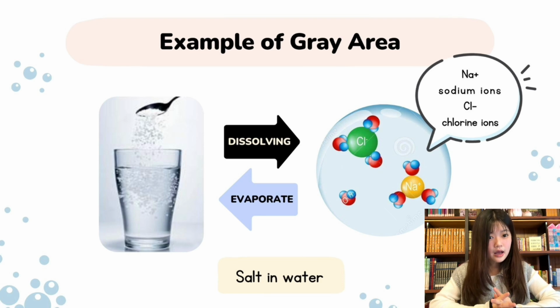However, on a microscopic level, the process involves breaking the ionic bonds between sodium ions and chloride ions, which is a form of chemical interaction between the salts and the water molecules. Water molecules surround the individual ions, forming a solution. Although no new substance is permanently formed, the interaction between sodium chloride and water involves a reorganization of molecules, making it a gray area where both physical and chemical changes seem to coexist.